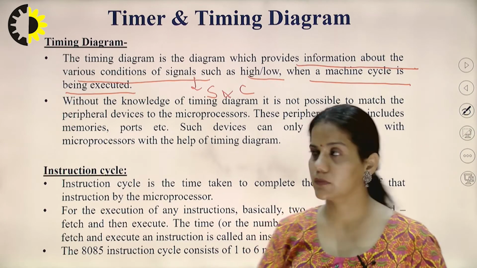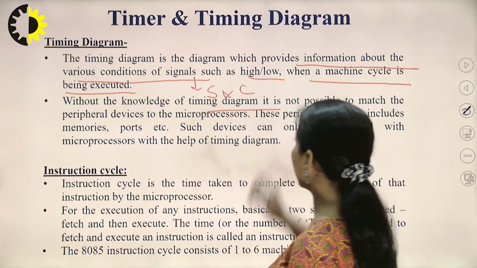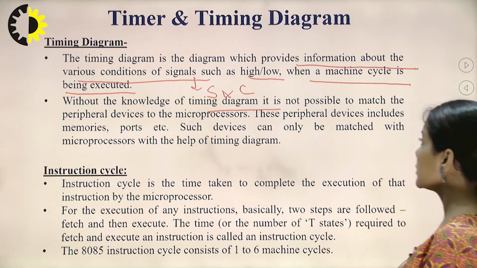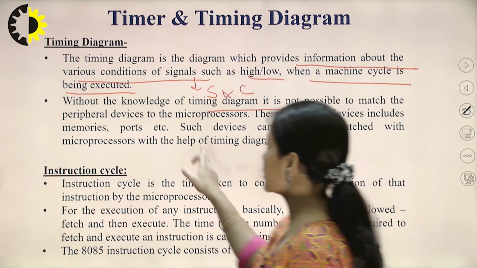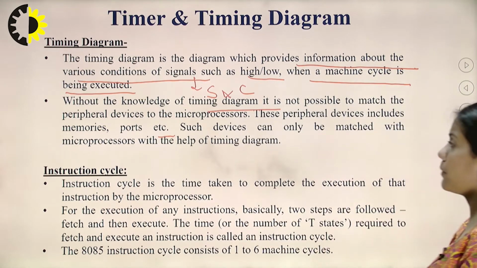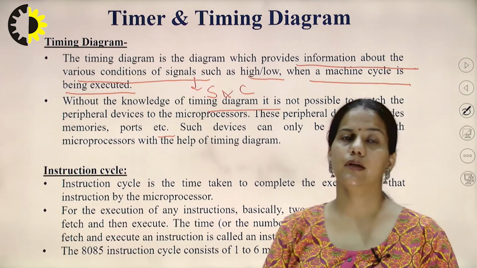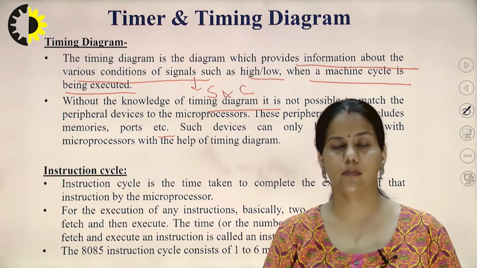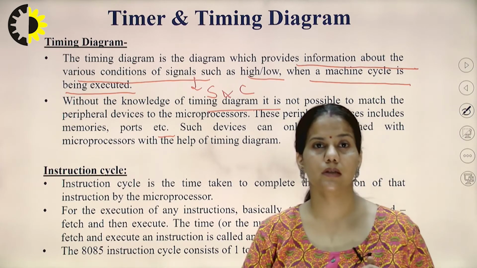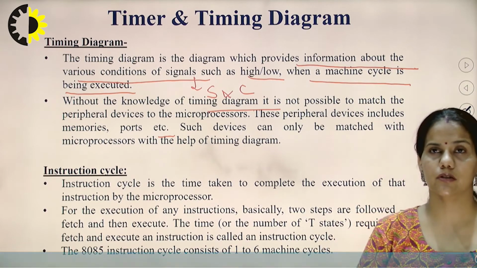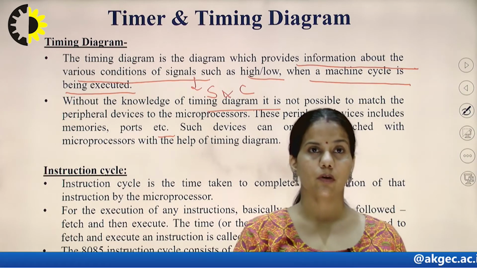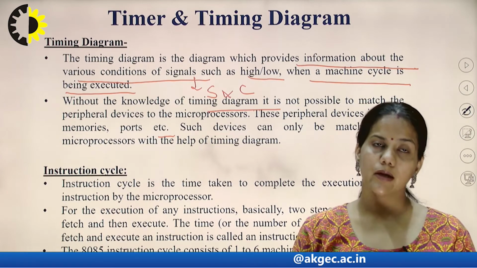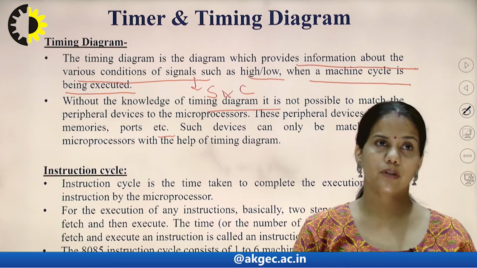the timing diagram. Without the knowledge of this timing diagram, it's not possible to match the peripheral devices to the microprocessors. These peripheral devices include memories, ports, etc. Such devices can only be matched with the microprocessors with the help of the timing diagram. So when the lower address has to be placed on the bus, when the data has to be placed, when the higher order address has to be placed, all these operations take place according to the clock cycles. And during that, the various control and status signals come into action.